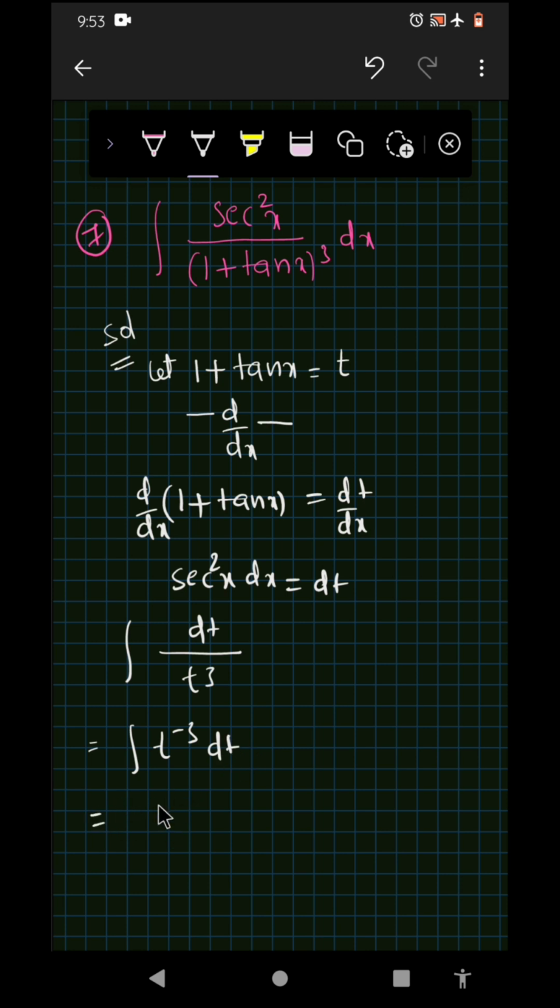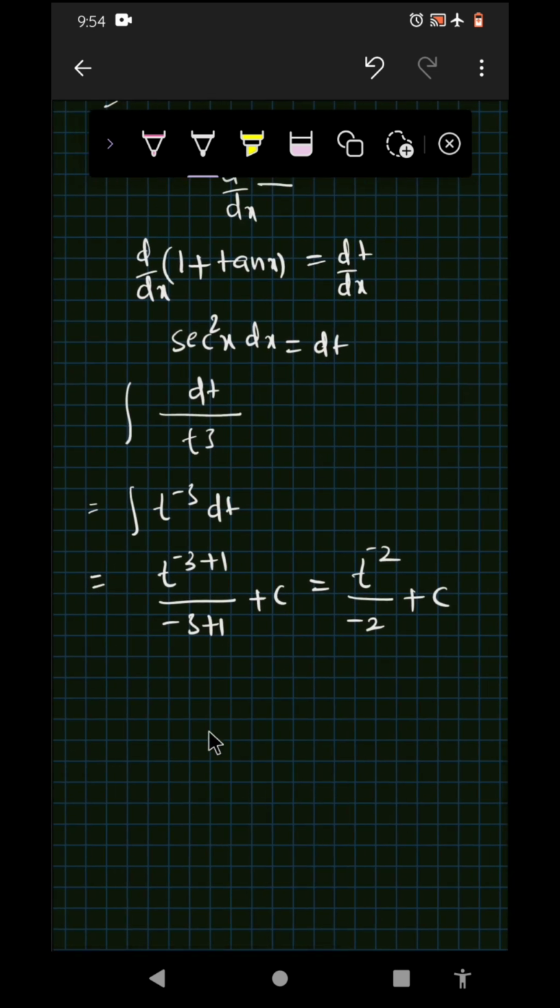So now integration of x power n is equal to x power n plus 1 by n plus 1. Apply the same formula here. We get that here t power minus 3 plus 1 by minus 3 plus 1 plus c. So what it becomes is t power minus 2 by minus 2 plus c. So we can write it as 1 by minus 2, take the minus upwards here, minus 1 by 2 into t square plus c.